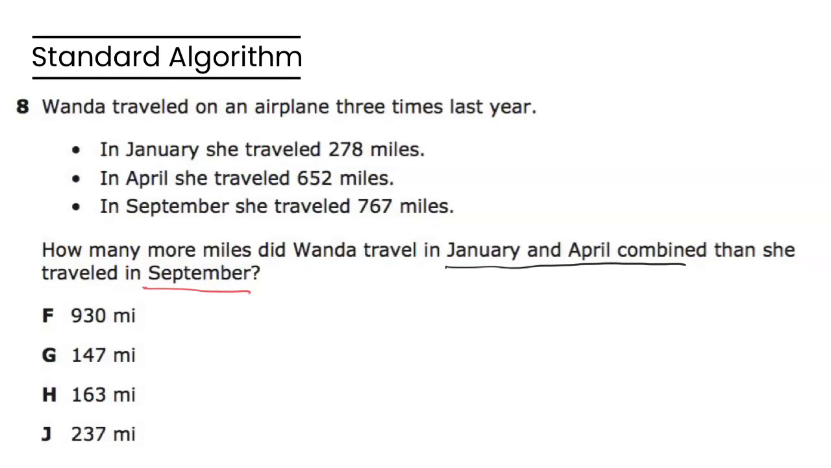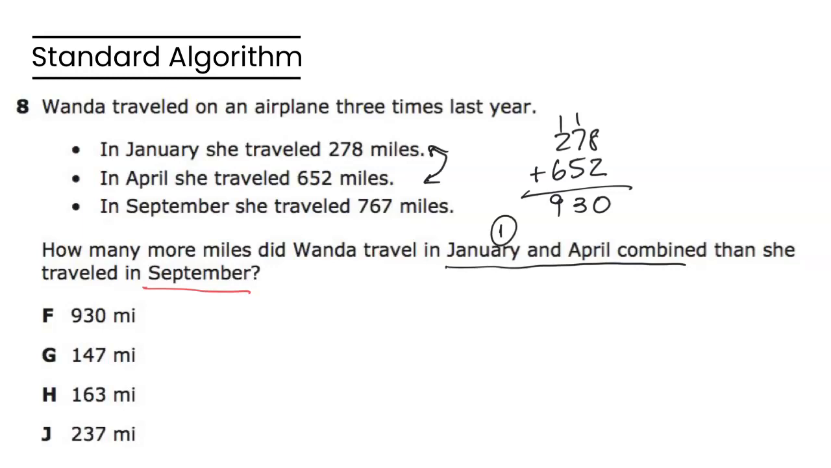This is actually a 2-step problem, because the first thing that we're going to have to do is figure out the number of miles that Wanda traveled in January and April combined. And so we're going to have to take the 2 numbers in these bullet points and add them together. So 278 plus 652. In the ones place, 8 plus 2 is 10, carry my 1. 1 plus 7 is 8, plus 5 is 13, carry my 1. 1 plus 2 is 3, plus 6 is 9. 930 miles for Wanda in January and April combined.